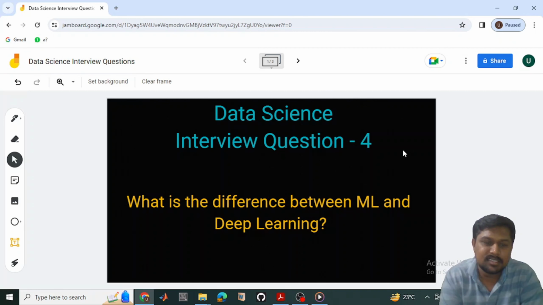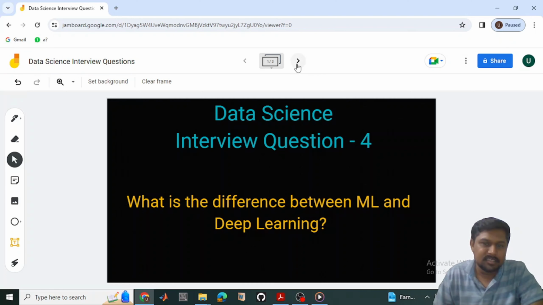Now the question here is, what is the difference between machine learning and deep learning algorithm? This is quite a common question because it is not a very in-depth question. Here we are comparing two different concepts, one is machine learning and the other is deep learning. If you have a little idea about what machine learning and deep learning are, then you can easily answer the question. Now let us see the answer for this.